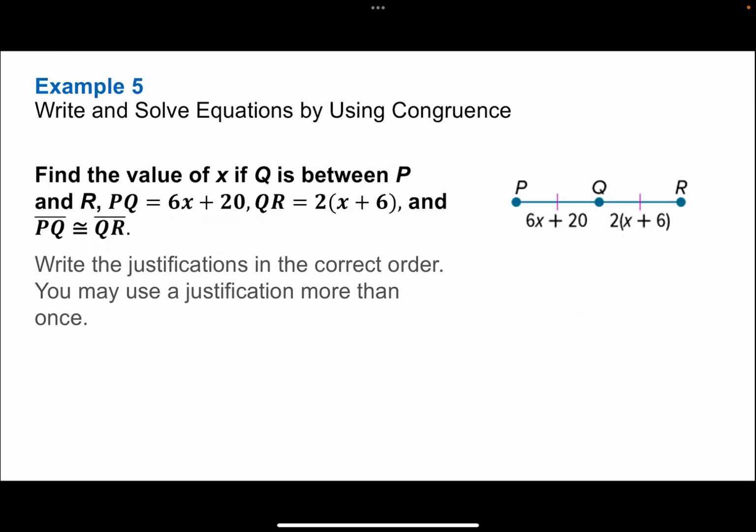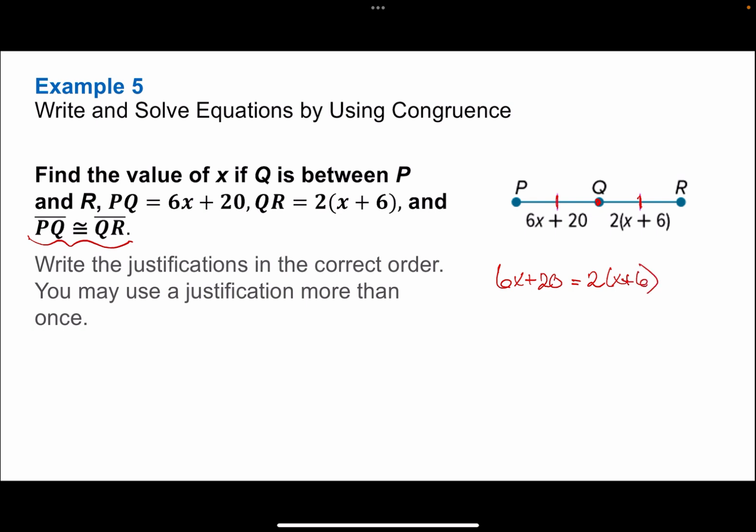So when we're trying to work this problem out and it says find the value of x if Q is between P and R, okay, Q is between P and R, but this time they told us that segment PQ and segment QR are congruent to each other. That means they've put these two red tick marks to show that they have the same length or the same measure, and that means that we can make 6x plus 20 be equal to 2 times x plus 6.